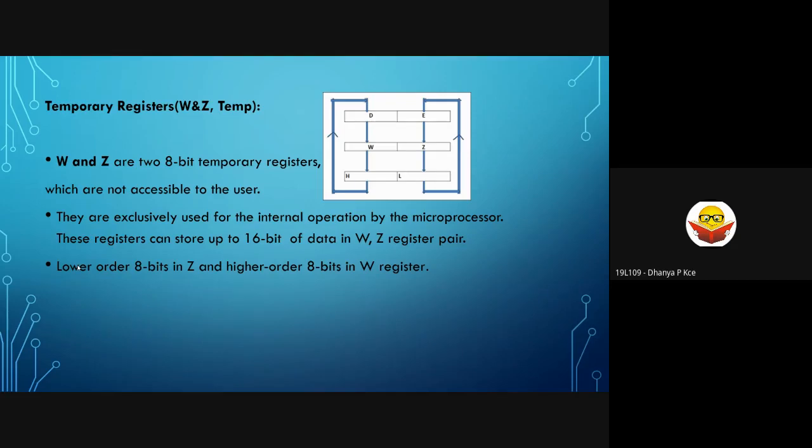These registers can store up to 16 bits of data, because W can store an individual 8 bits and Z can store an individual 8 bits. So 8 plus 8 by default gives 16 bits of data. Lower byte, as usual. We had already seen during the register pair that the first one gets the higher order and the second one gets the lower order. So among WZ, we have the higher order bits in W and the lower order bits in Z.